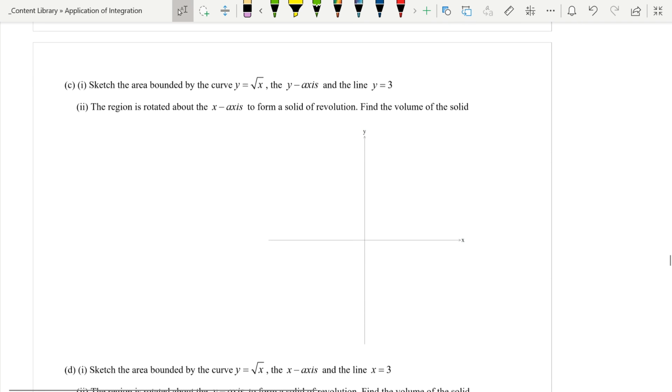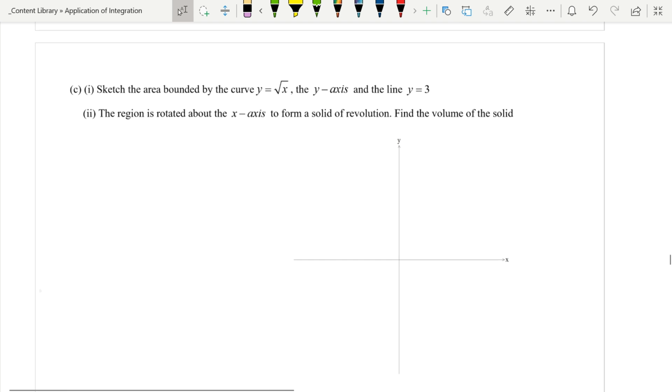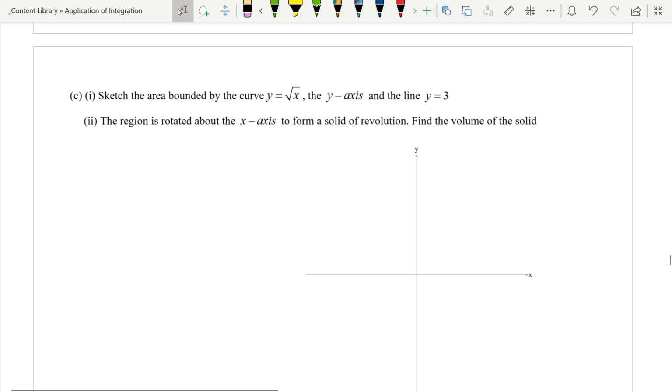If you go to part C, just want to set up the equation with you. So sketch the area bound by the curve y equals root x, the y-axis and the line y equals 3. Still the same question. So it's the same graph as part A.